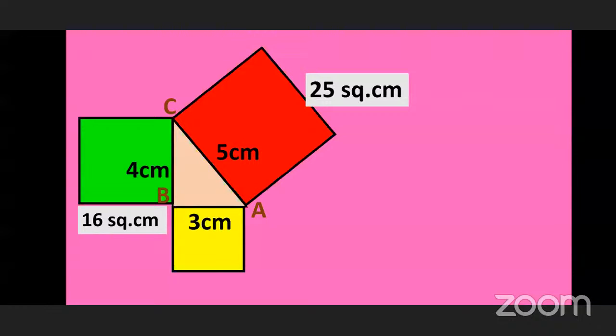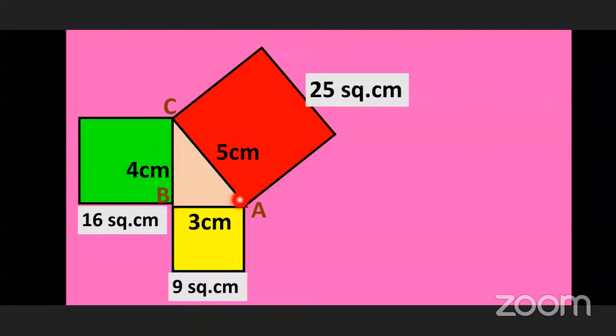Okay. Now how many squares are remaining? 1 square. And what is the side of the square? Children, listen carefully to the question. I asked you, what is the side of the square? 3 centimeter. Yes, very good. The side of the square is 3 centimeter. And what is the area? 9 square centimeter. Yes.